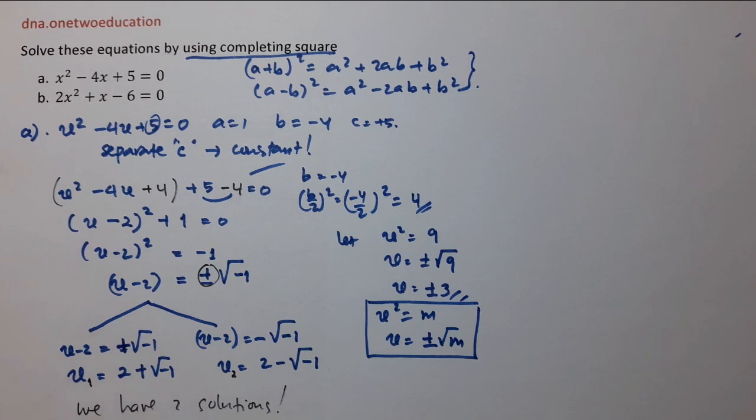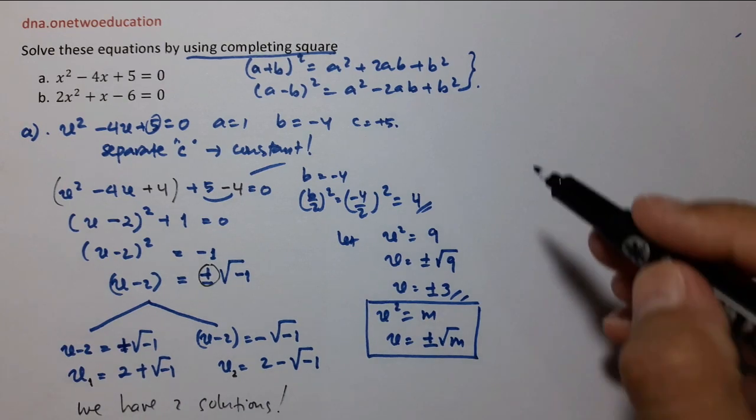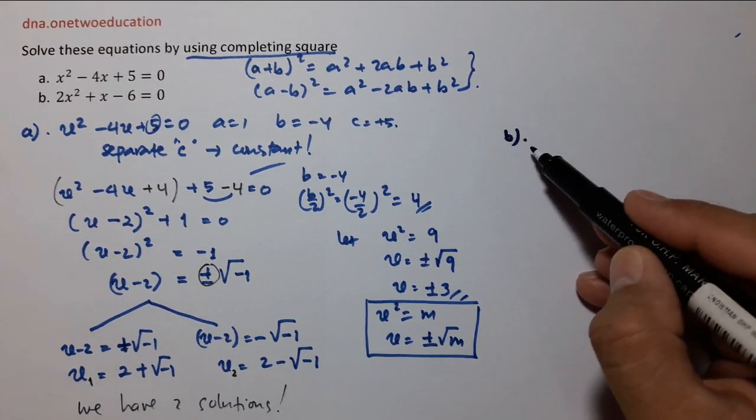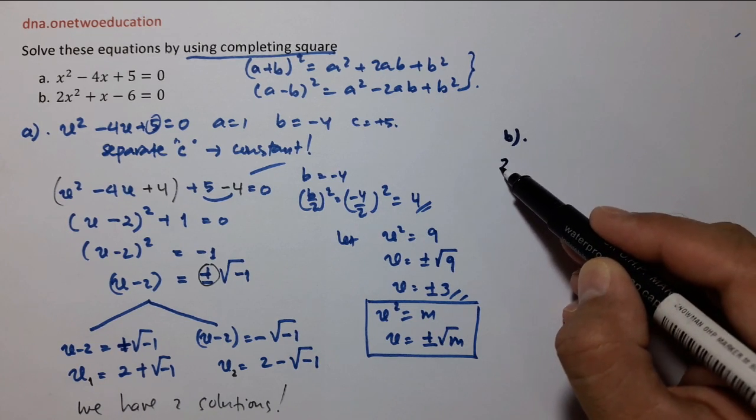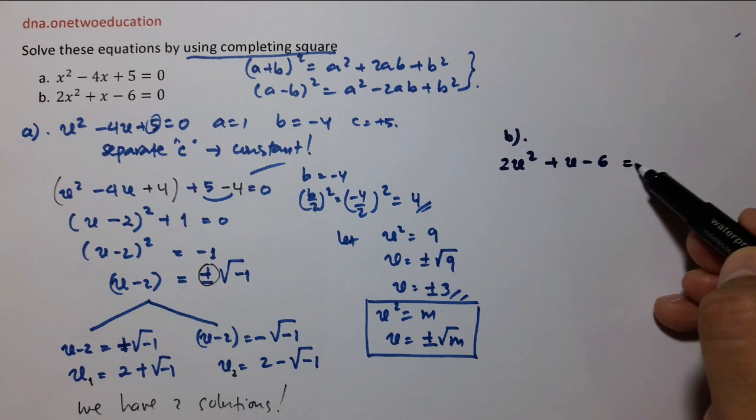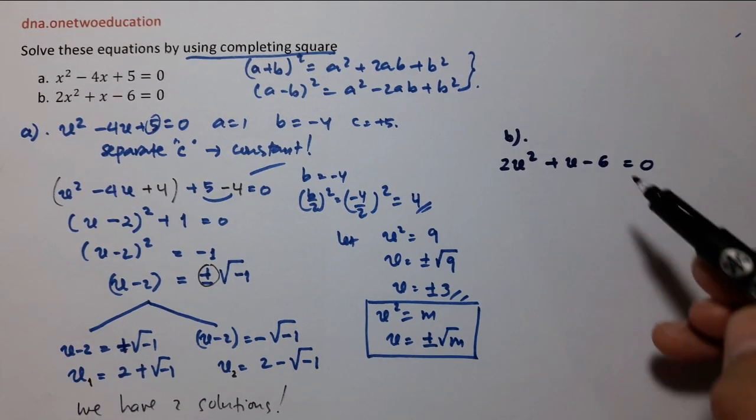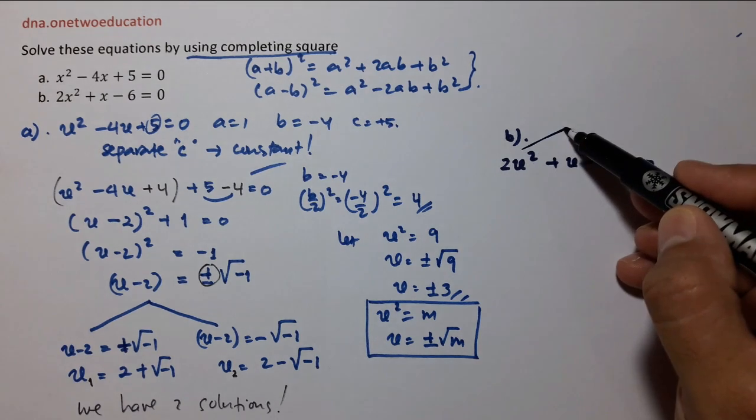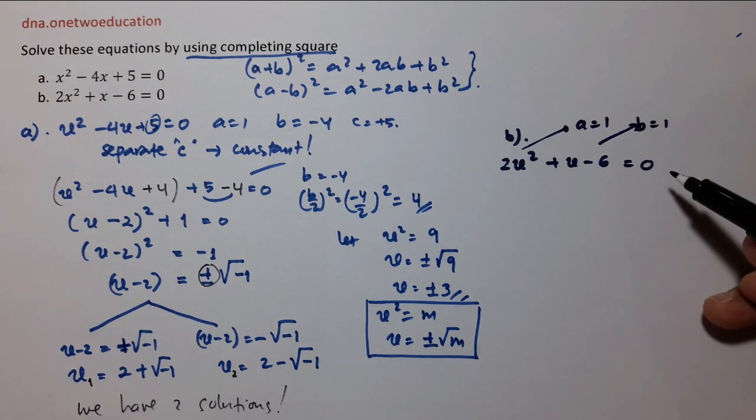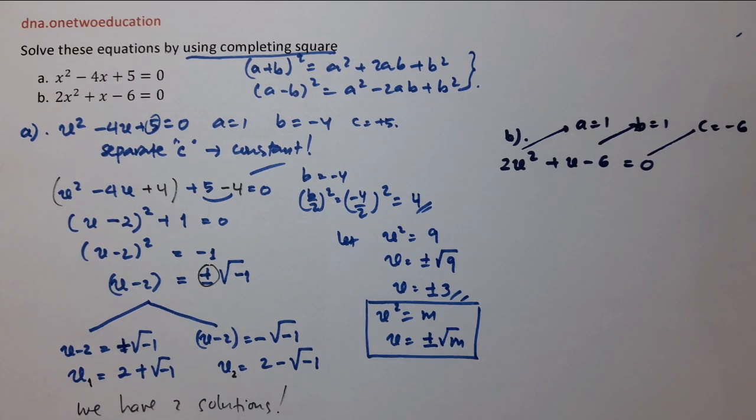Now is question B. Okay, students, question B is 2x squared plus x minus 6 equals 0. Okay, we got this one here. A is 2, B is 1, right? And C is negative 6, right?